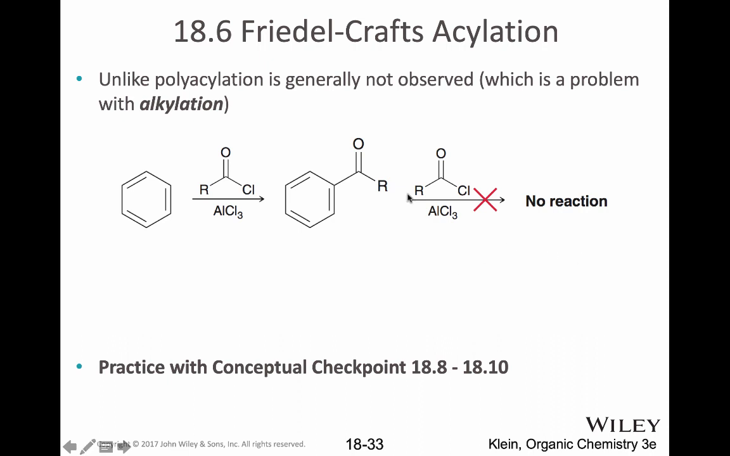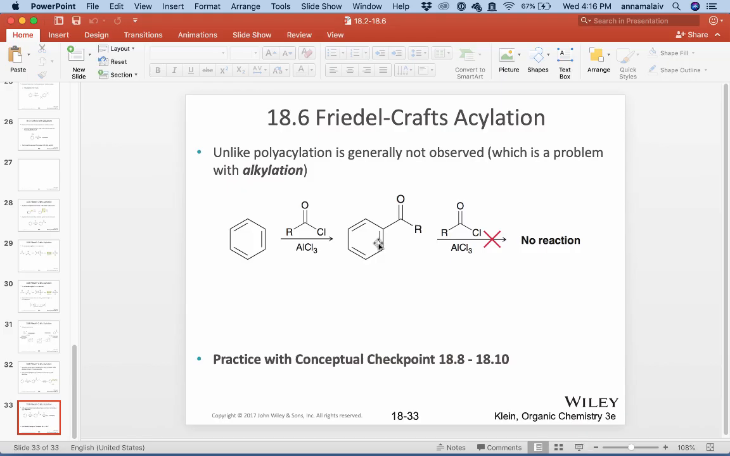And one of the nice things about the acylation is that once you put this acyl group on, it deactivates the ring and you don't get any more acylation. So the acylation only happens once. All right, so that's the end of going over the different types of electrophilic aromatic substitutions.